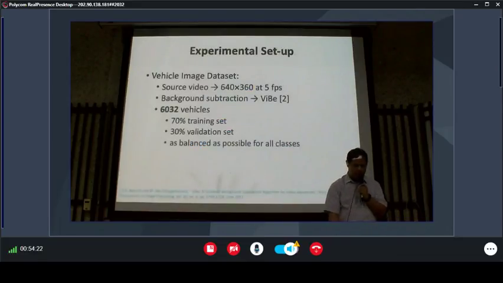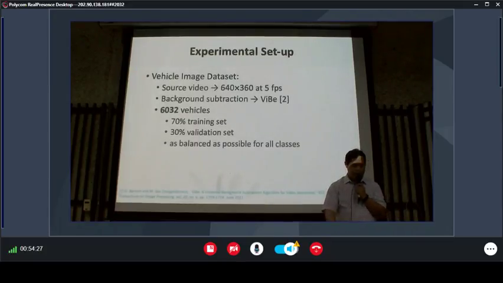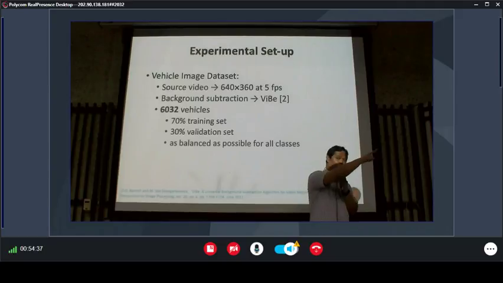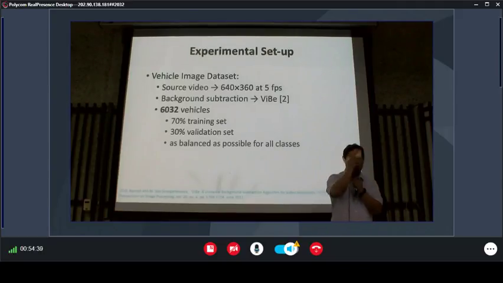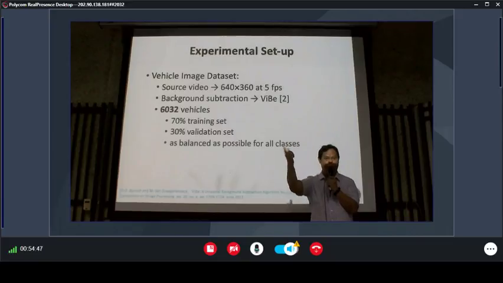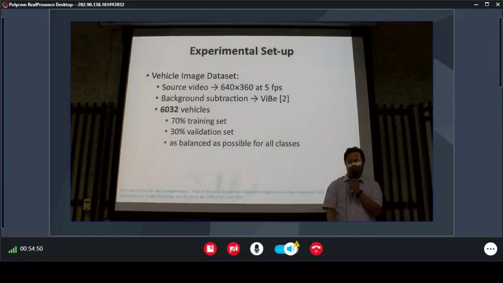The experimental setup, we have a vehicle image data set. The video is 640 by 360 at 5 frames per second. This was subsampled. The video was taken at two separate locations. One is, I think, at Commonwealth Avenue, at the overpass there. So you would see some students holding video cameras there, but they're from DSP. And another in the Katipunan area. There's an overpass there right before Miriam or Ateneo. We also got video there. So the video was divided into a training set and a validation set. Hopefully, we have a balanced number of classes for each.